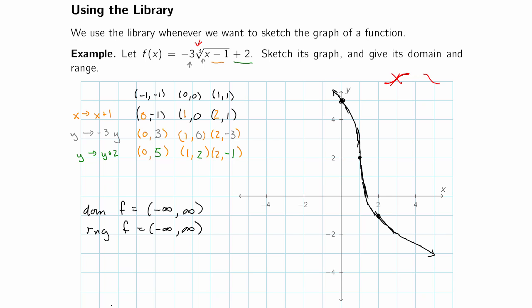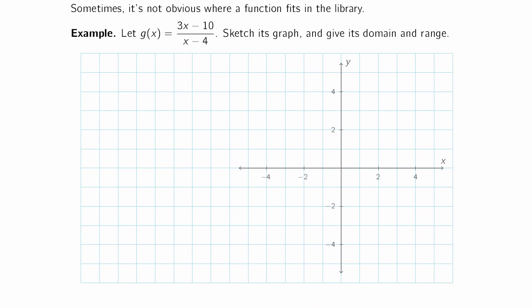Okay, so that was one use of the library. Sometimes it isn't obvious at a glance which member of the library we're looking at, and we need to bang on it a little bit with an algebra hammer. This function, for example, is not obviously one of the functions in our library. But we notice that we have that x minus 4 in the denominator. If we could somehow not have an x in the numerator, then this would be a member of that 1 over x family.